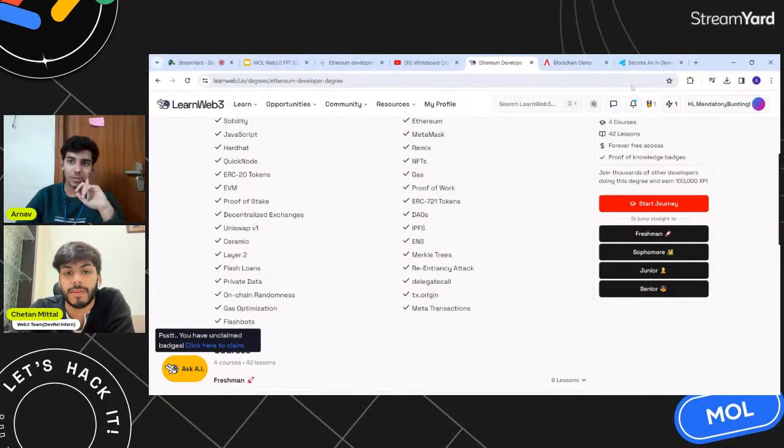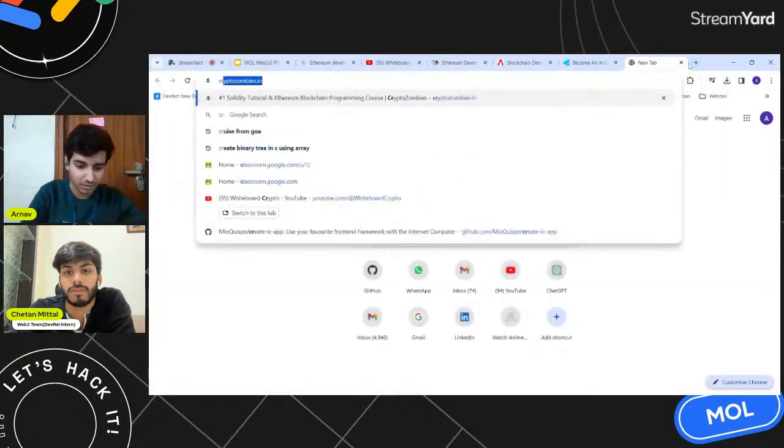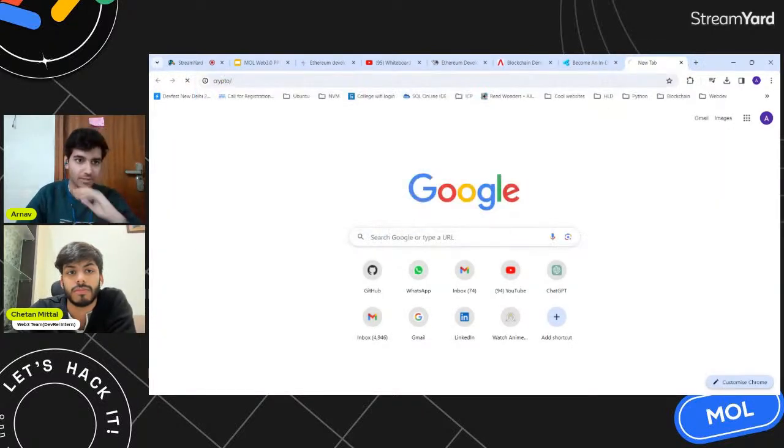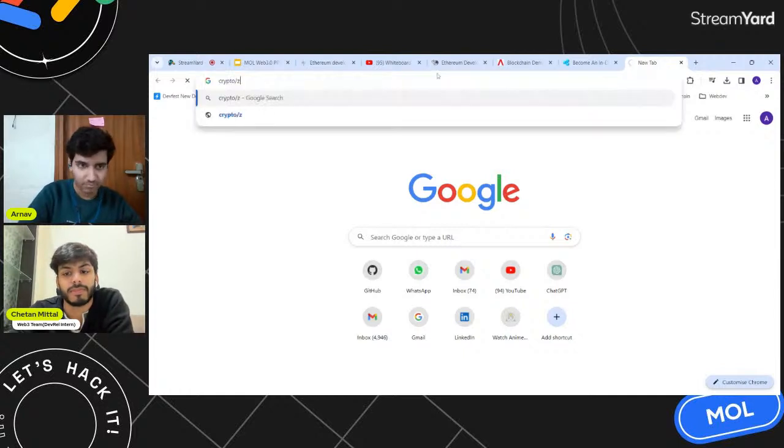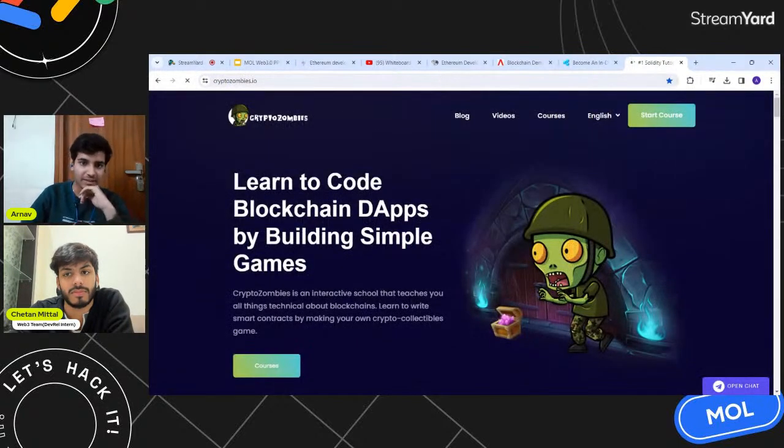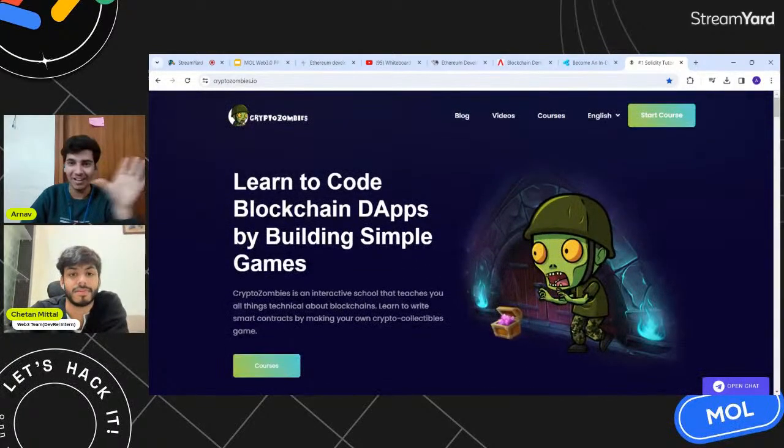There's something called CryptoZombies as well. And this is a really gamified version. So it's a gamified way to learn Web3. You can build small smart contracts, it has a Plants vs Zombies theme. It's really cool, it's fun. Okay, you can try this out.